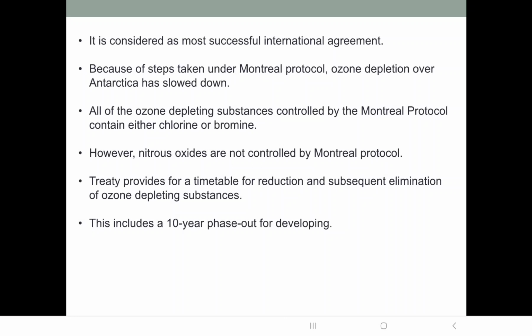That means it does not give any deadline to phase out nitrous oxide. Yes, it provides a timetable for reduction and subsequent elimination of ozone depleting substances. We have discussed before how the timetable is given. It includes a 10-year phase out for developing countries. That means the time limit given to developing countries to phase out a particular ozone depleting substance is around 10 years. This might be reduced for developed countries, but for developing countries it is around 10 years.